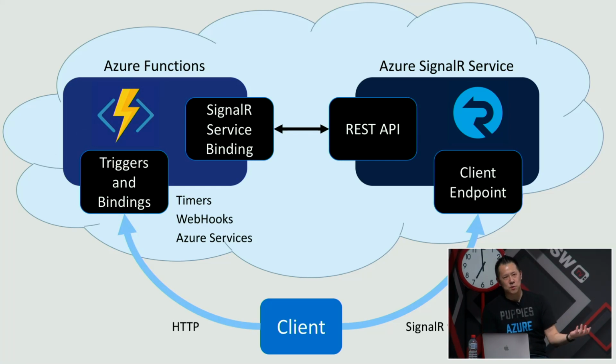Azure Functions will now allow us to connect SignalR service to a bunch of Azure services, right? So if you want an Event Hub message to trigger a WebSocket message on SignalR service to all your connected clients, you can do that now, as well as a bunch of other scenarios. And we do this using a SignalR service binding in Azure Functions.